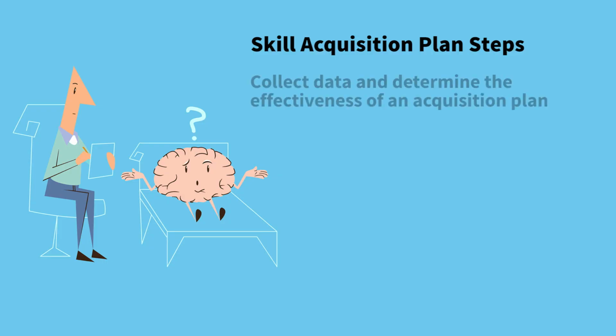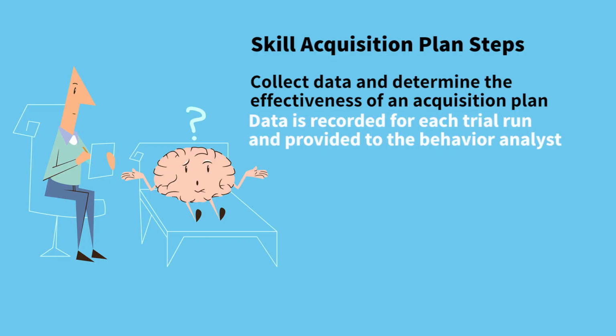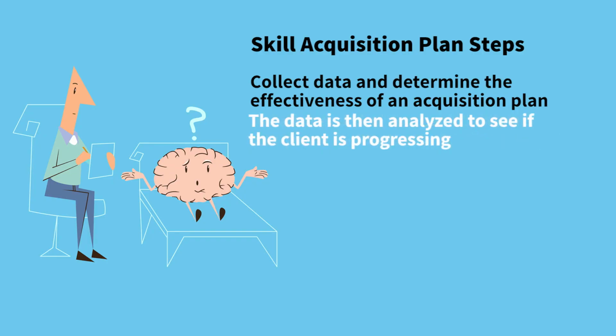6. Collect data and determine the effectiveness of an acquisition plan. Data is recorded for each trial run and provided to the behavior analyst. The data is then analyzed to see if the client is progressing.